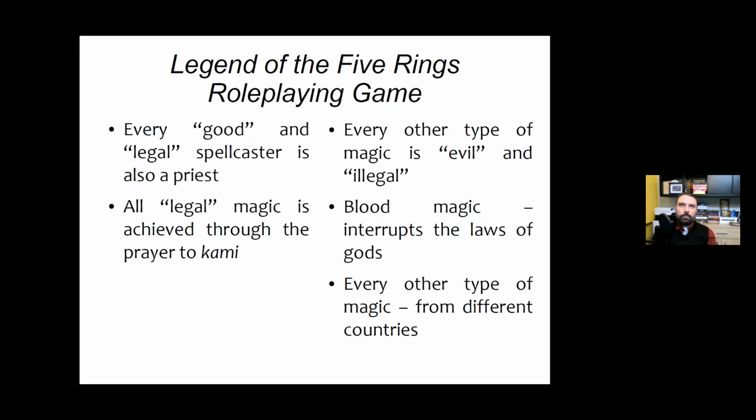Also, the main country in which the game is placed is quite isolationist. So everything that is from outside is dangerous, and no one can trust it. So there are different kinds of magic in the game world from different countries from the outside, but in the country in which most games are based and players are supposed to play, those kinds of magic would also be considered illegal and bad because the source of their power is not the kami but from somewhere else. And if we don't know where it is from, then it is bad.